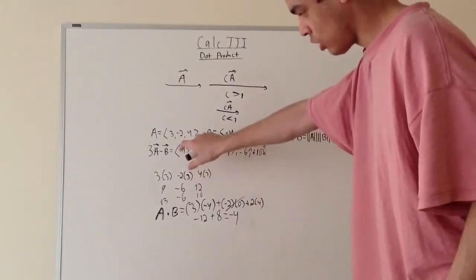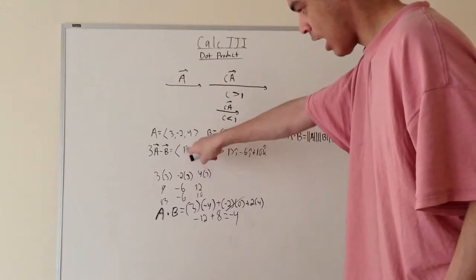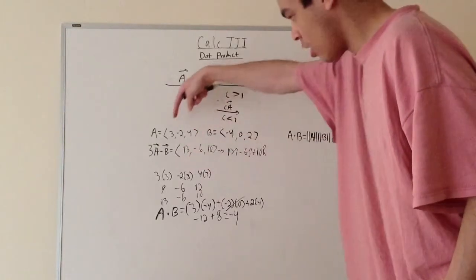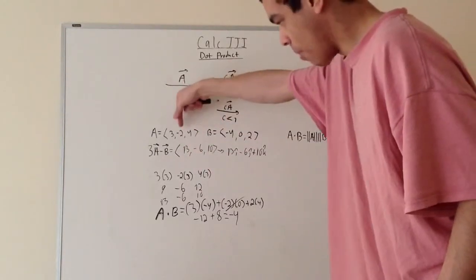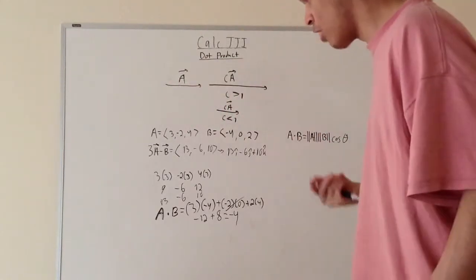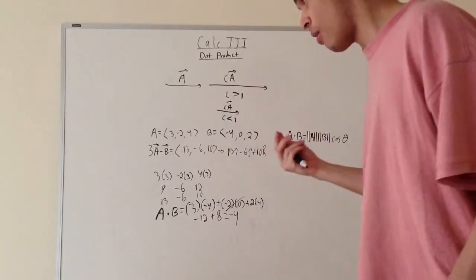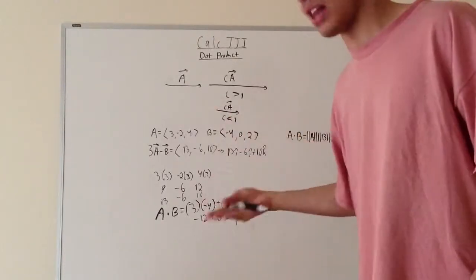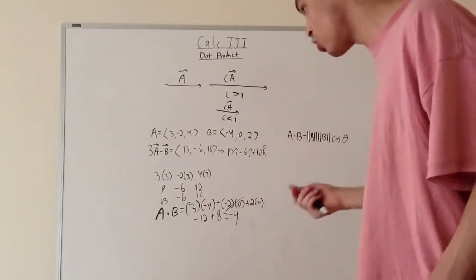What you do is simply take the components of vector A, this component multiplied by this component, plus this component multiplied by this component, plus this component multiplied by this component. If you have an n-dimensional vector, you can just multiply all the components and add them as you go along. It's pretty straightforward.